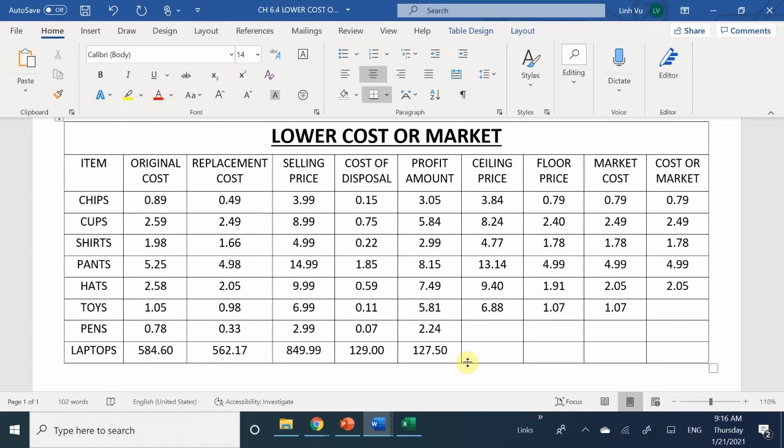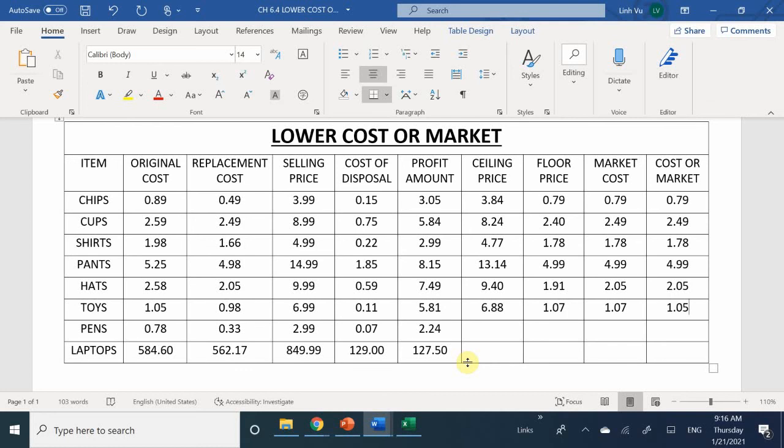Now you can go ahead and compare it. Is 1.07 going to be lower than 1.05? No. So this time, our original price prevails. Okay, so there you go. Now I have a perfect example that I don't need to adjust my inventory for my toys. Okay. Now let's do the last two.